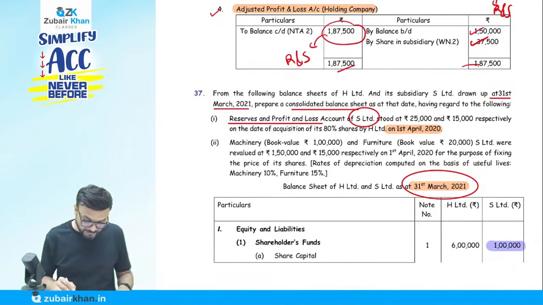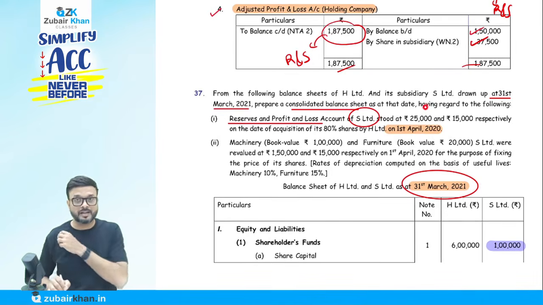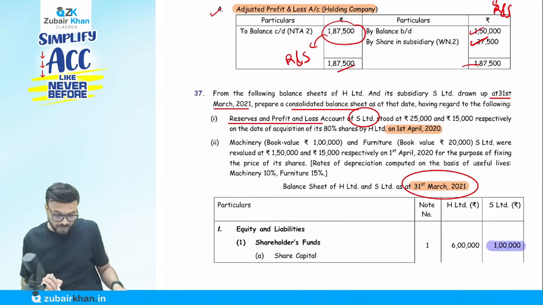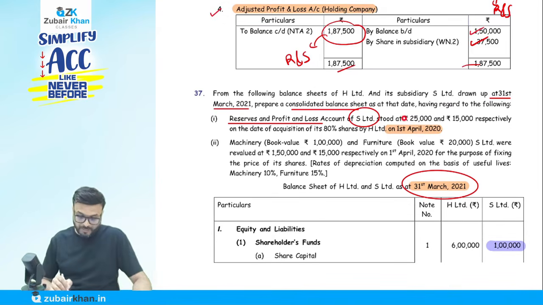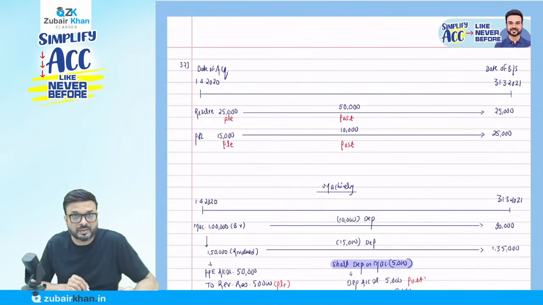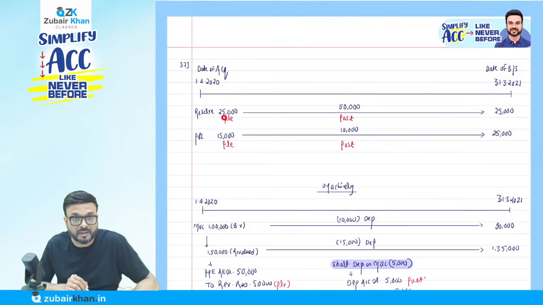In the first para, they tell us that the reserve and profit and loss account of S Limited, the subsidiary company, stood at rupees 25,000. So the opening reserve balance on 1st of April 2020 is 25,000, and the profit and loss account balance is 15,000. Don't write, just listen first. The reserve balance at the start is 25,000 and the profit and loss account balance is 15,000. This is the opening balance.